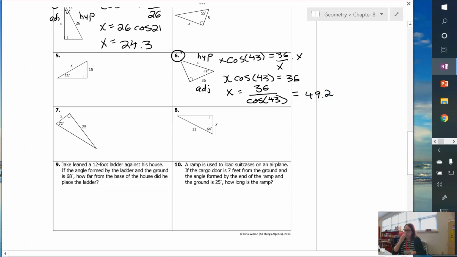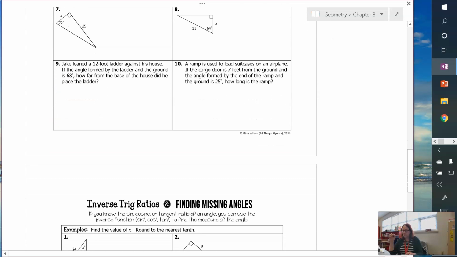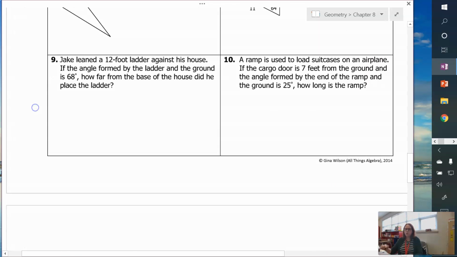And that's my answer. Okay, a lot of times in trigonometry we'll give you word problems, and it really helps to draw a picture. So I'm going to do number 9.